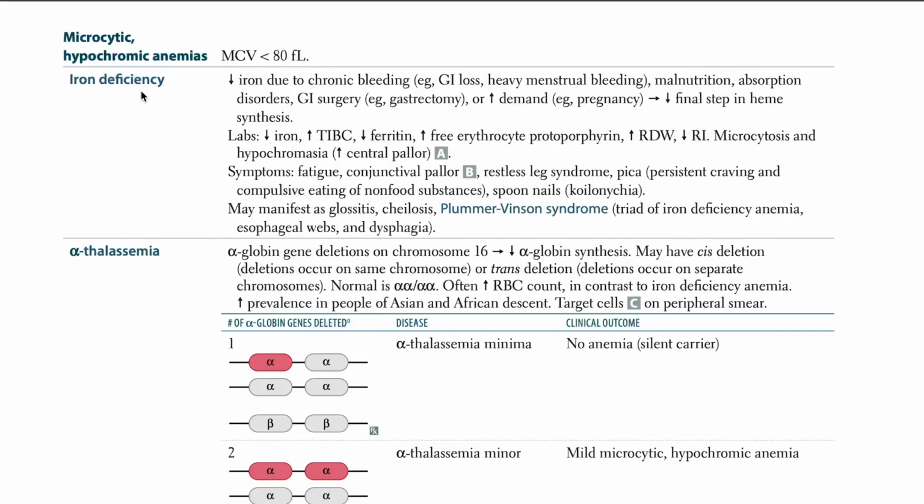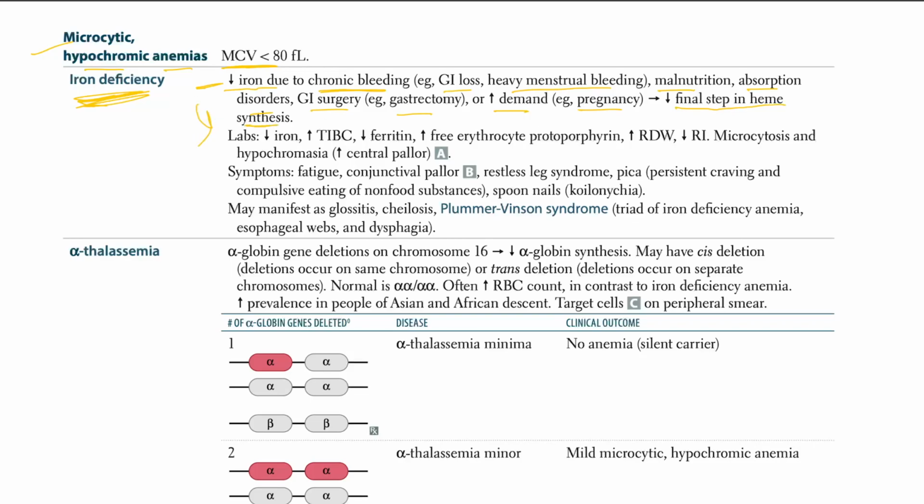Let's talk about iron deficiency anemia. Iron deficiency anemia is a microcytic hypochromic anemia in which we have the MCV less than 80. It is decreased iron due to chronic bleeding. Example, GI loss, heavy menstrual period bleeding, malnutrition, absorption disorders, GI surgery, for example gastrectomy, or increase in demand, for example, pregnancy. This all leads to decrease in the final step in heme synthesis.